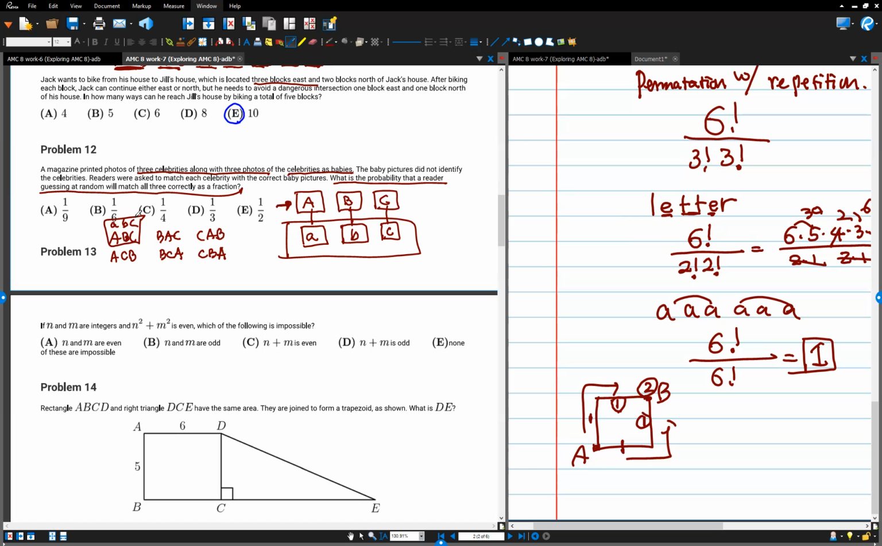1 out of 6 is the answer, okay? Do you follow me? Do you understand the question over here? This one is a little hard to understand, but there is a shortcut.